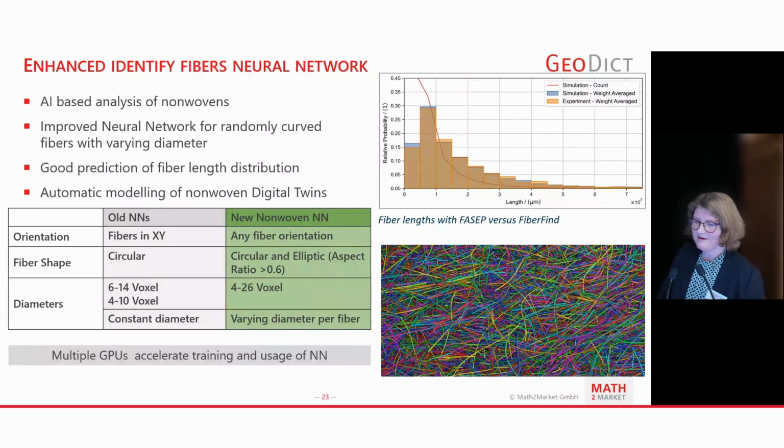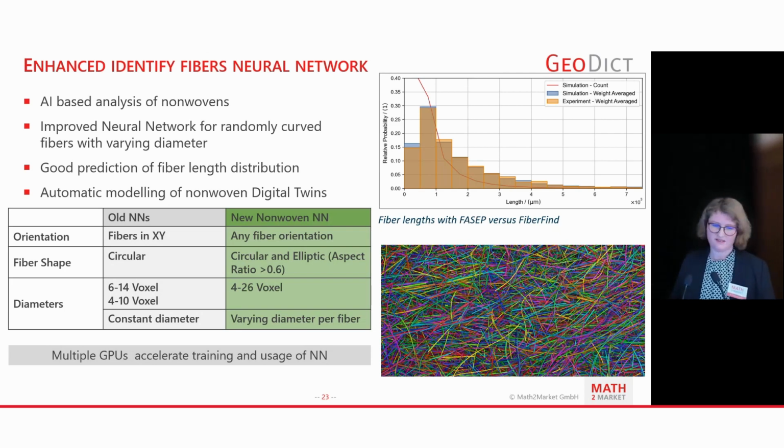The new neural network in FiberFind is more robust regarding fiber shape and fiber orientation. So you can have fibers in any direction in your model, and you can also have circular and elliptical fibers. And the diameter range is bigger, from 4 to 26 voxels. And you can also have a varying diameter per fiber, so your fibers can have different diameters, and the diameter can even change along the length of the fiber.